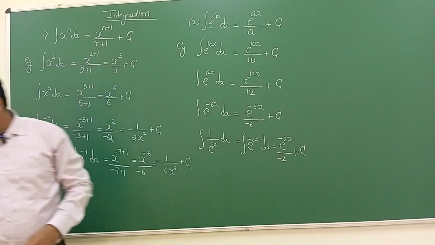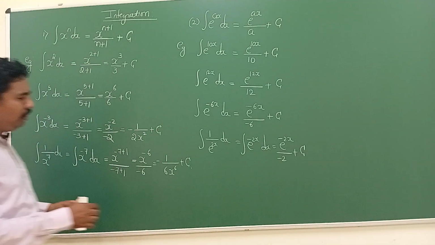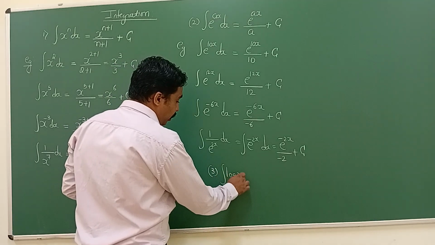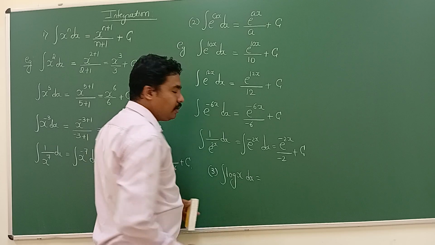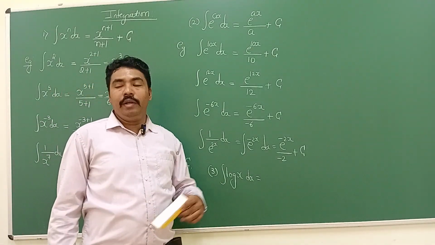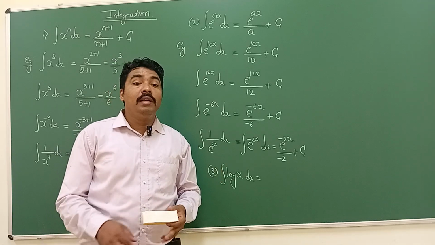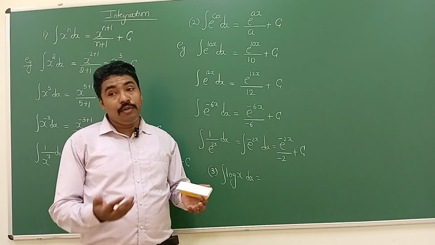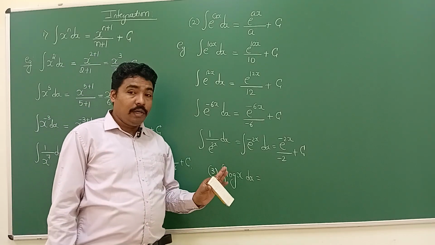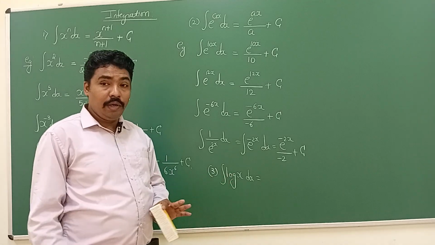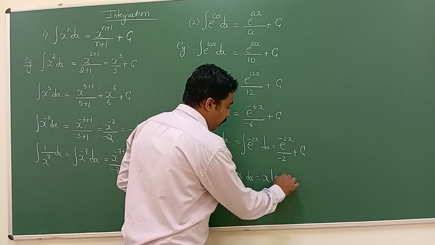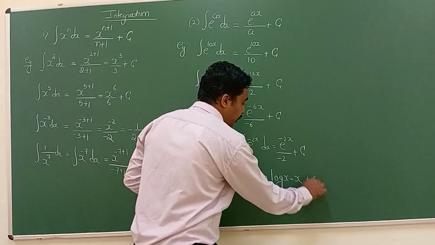Okay. Now, the last one and the third important one is integration of log x. If I ask suddenly, many students will tell the wrong answer. Everybody will say 1 by x. Integration of log x is 1 by x? If I ask what is the differentiation of log x, that is also 1 by x. That is absolutely wrong. Okay, so integration of 1 by x is log x, but integration of log x is not 1 by x. Integration of log x is x log x minus x plus c.